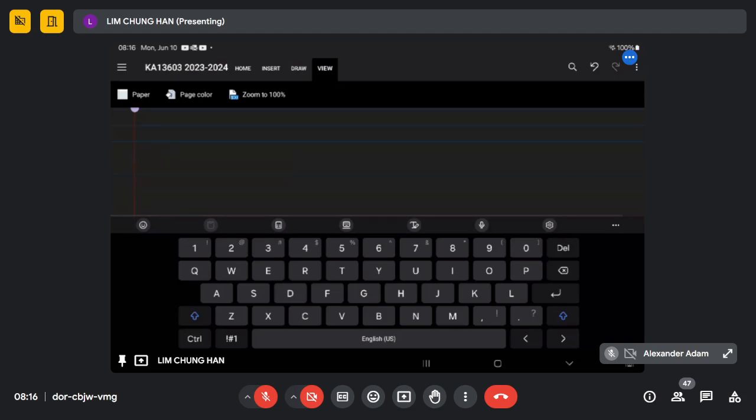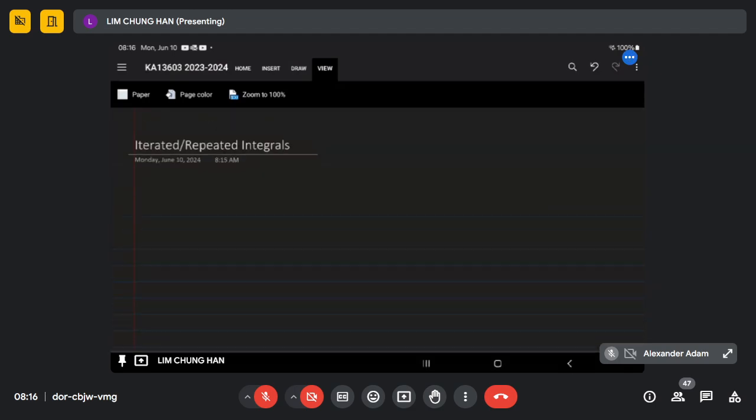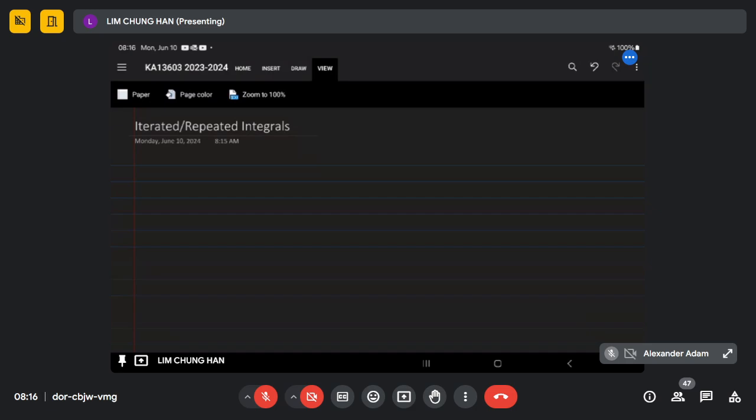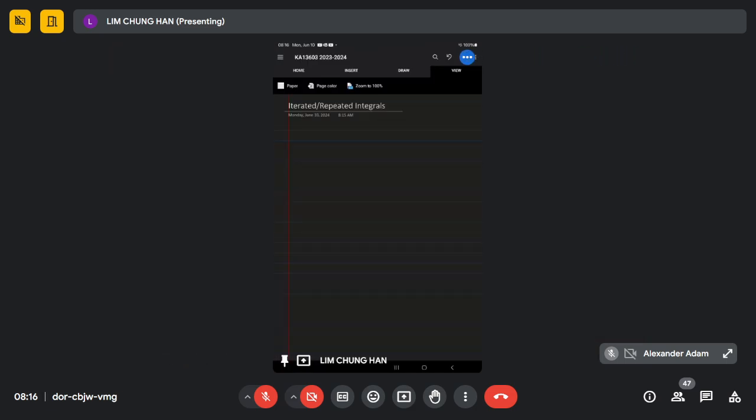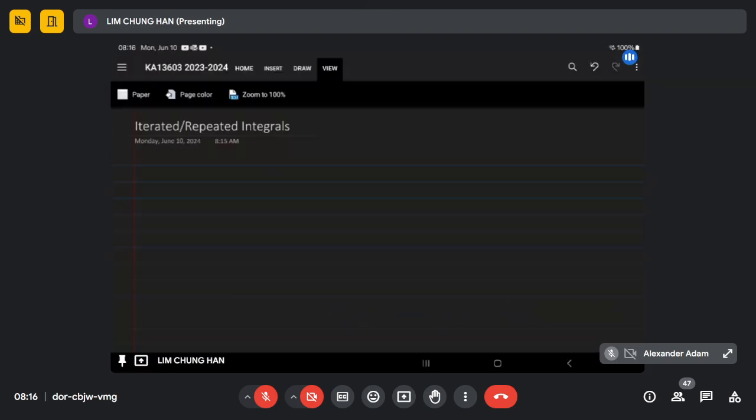So for iterated and repeated, do you want my screen this way or do you want me to go portrait or landscape? Both okay? Landscape, doctor. Landscape. Okay.